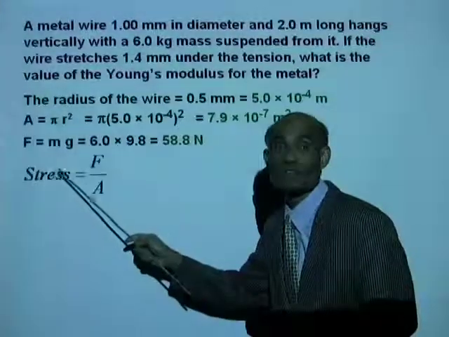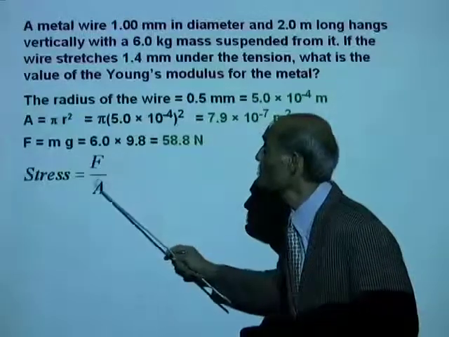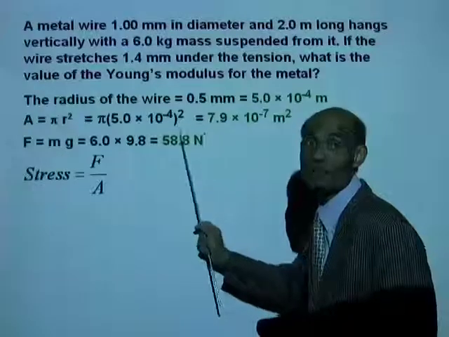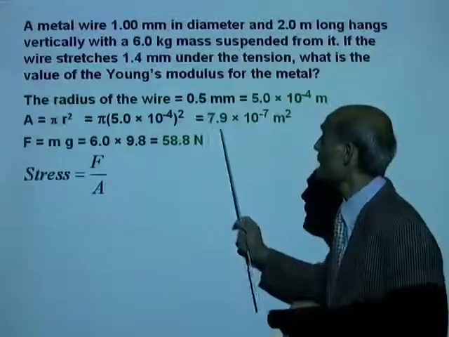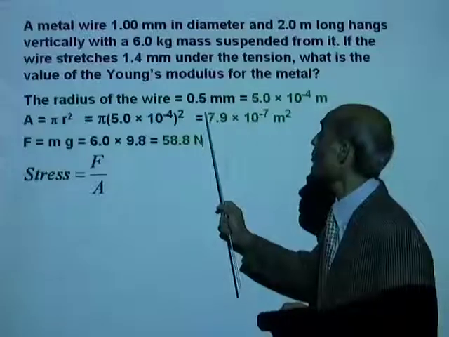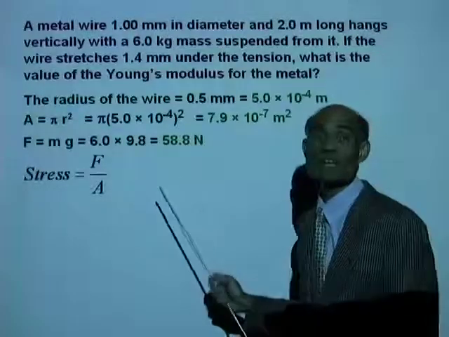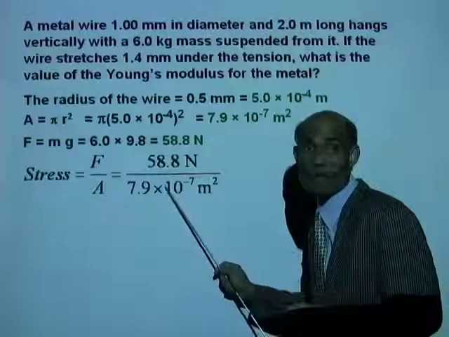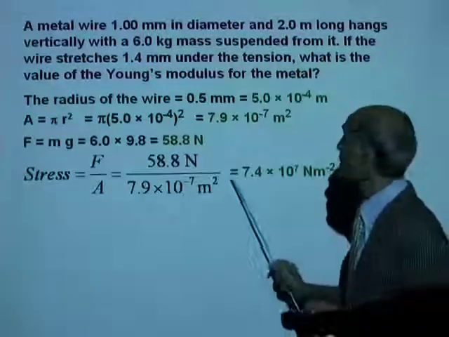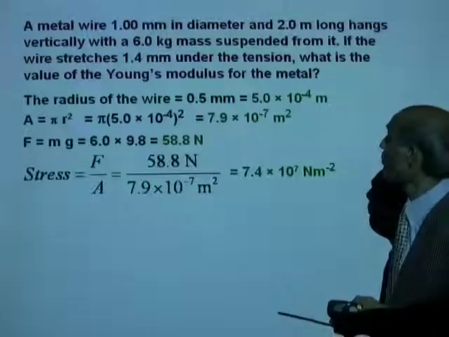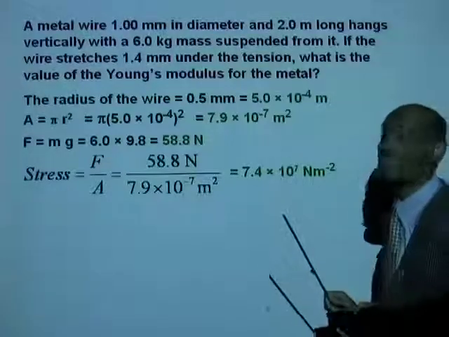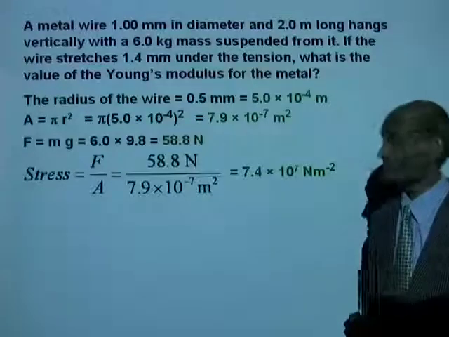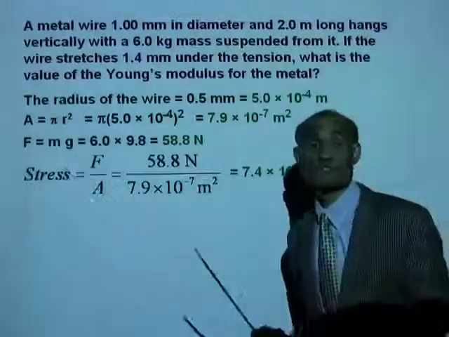Therefore, what is stress? Stress is force divided by the area. A force of 58.8 Newton is acting on an area 7.9 times 10 to the negative 7 meter squared. So divide the force by that area, because stress is 7.4 times 10 to the 7 Newton per square meter. Alright, we now got the stress.